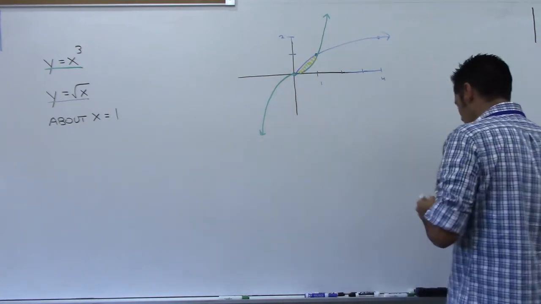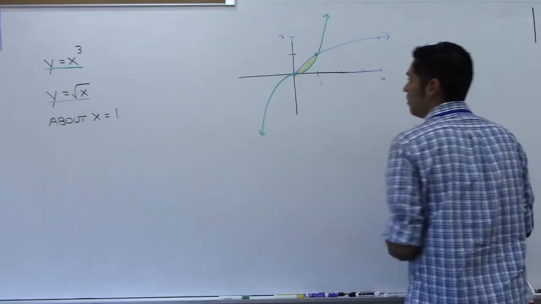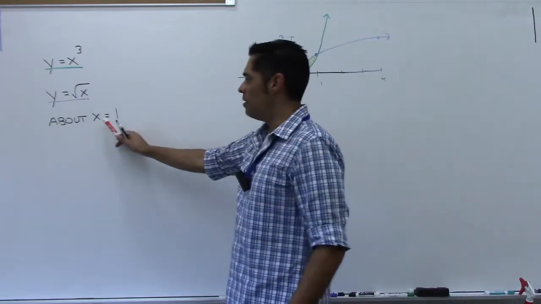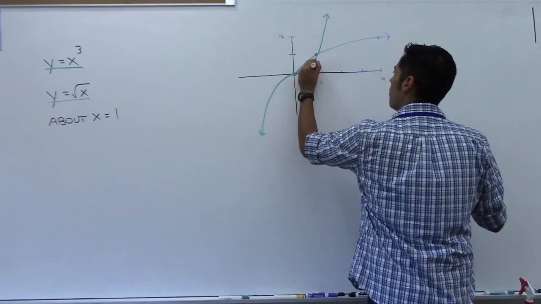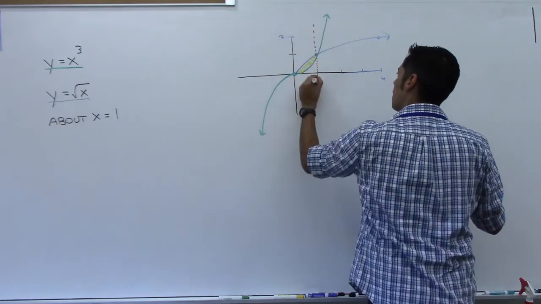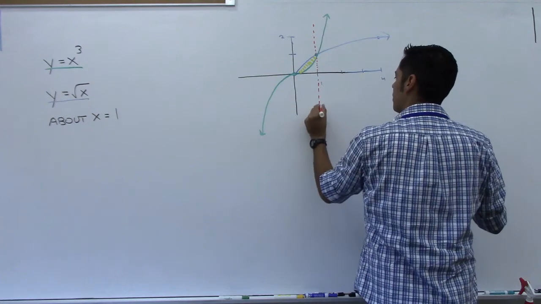And we want to rotate it around the line x equals 1. Now, x equals 1 is a vertical line, not a horizontal line. So I want to rotate it around this axis right here.